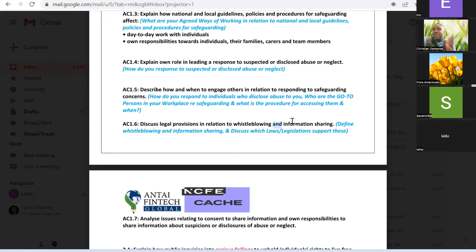So you define whistleblowing, define information sharing, and then you discuss which laws or legislation support whistleblowing and information sharing in a health and social care work environment.